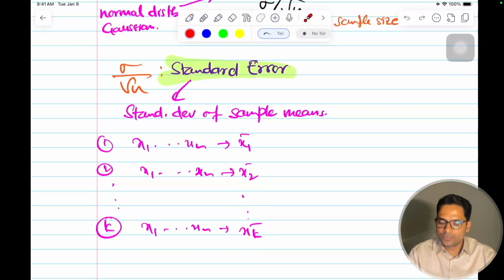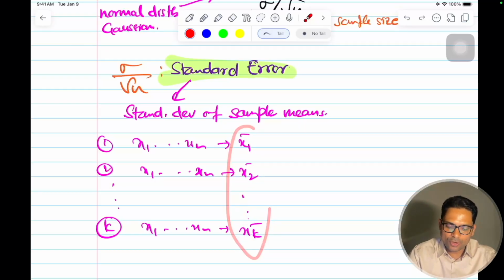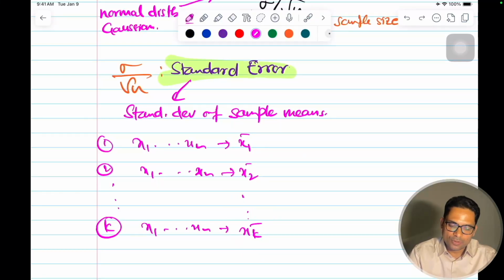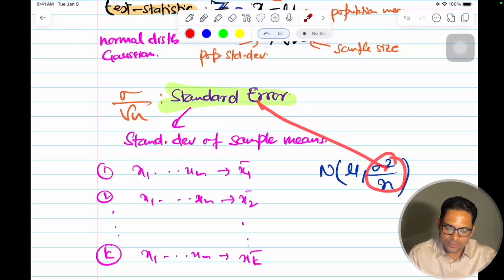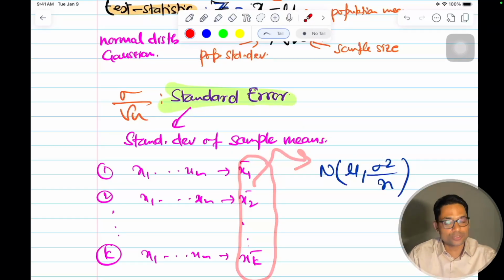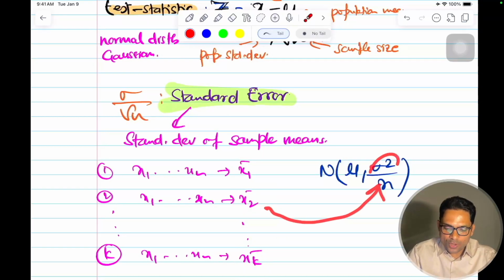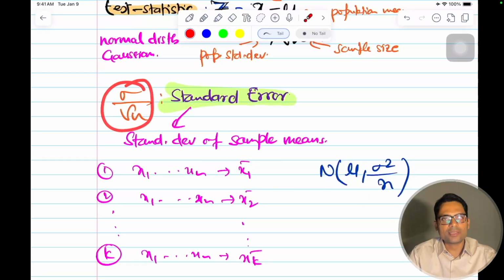Remember from the central limit theorem, when we plot these sample means, they will follow a Gaussian distribution with mean mu, converging to the population mean, and the variance will be sigma square by n. The square root of that is the standard deviation of the sample means. And you have done the derivation also for this.